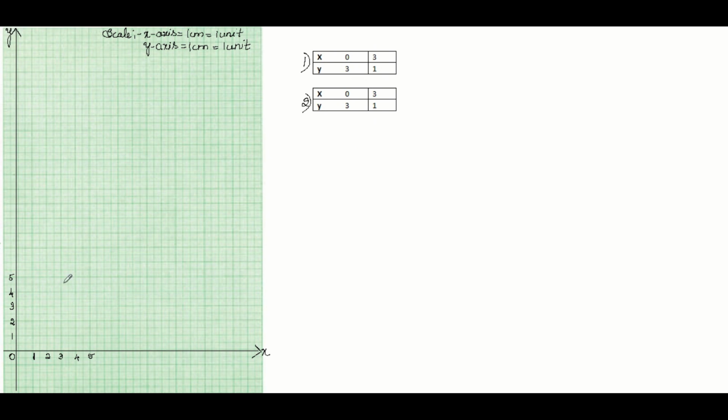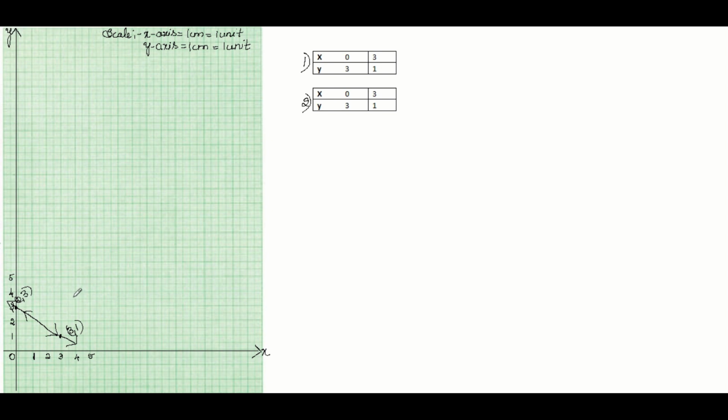In the first point, for 0 it is 3. So this is the (0, 3) point, and next one is (3, 1). For the third point, the y-axis is 1. This is (3, 1). Both the points are the same. So first we need to join it, by using a scale. Then you have to write two arrow marks showing there are two lines merged with each other.